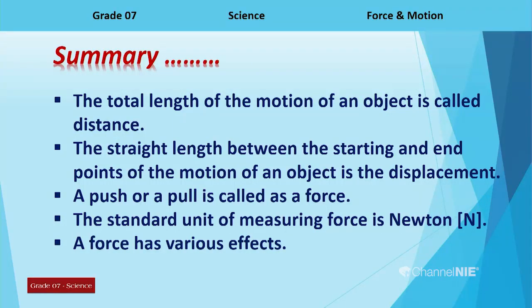Then when we think about displacement, the straight length between the starting and end points of the motion of an object is the displacement, right. Once again I would like to recall what you learnt about displacement. The straight length between the starting and ending points of the motion of an object is called displacement. Then we learnt that both distance and displacement can be measured in meters, that is the international unit of measuring distance and displacement.